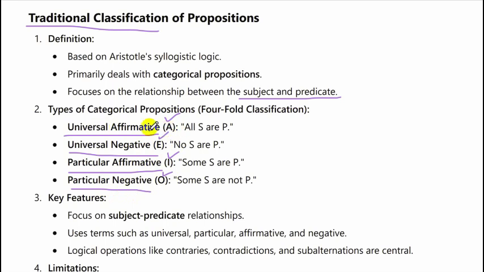A, that is universal affirmative, states: all S are P. Universal negative, the E proposition, states: no S are P. Particular affirmative I states: some S are P, and the particular negative O proposition states: some S are not P. So the keywords here are: all, are; no, are; some, are; some, are not.